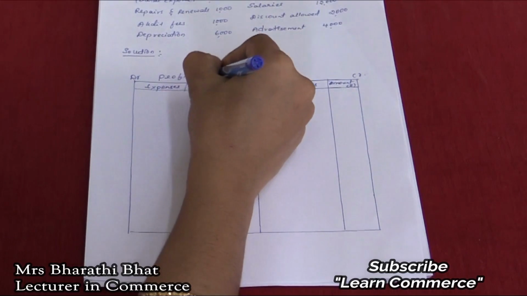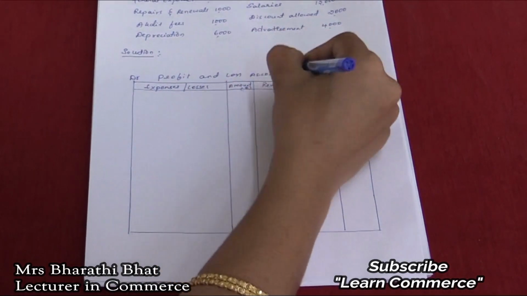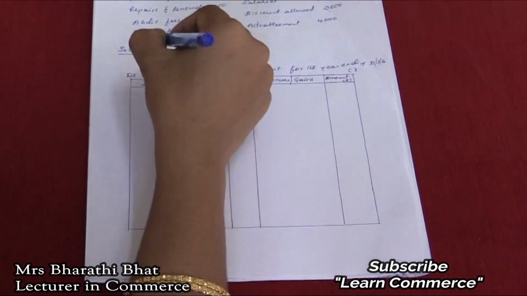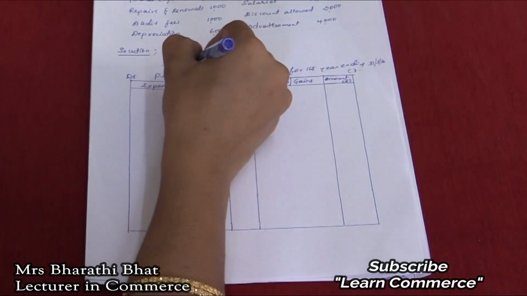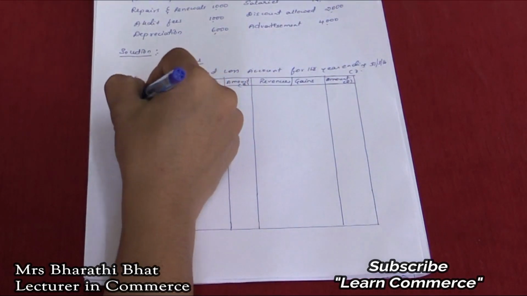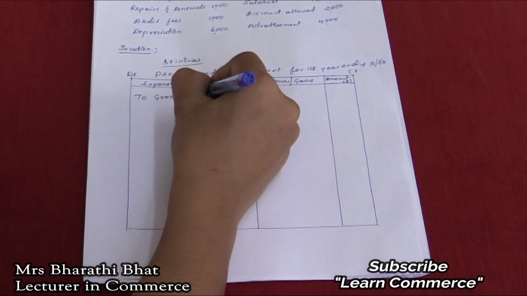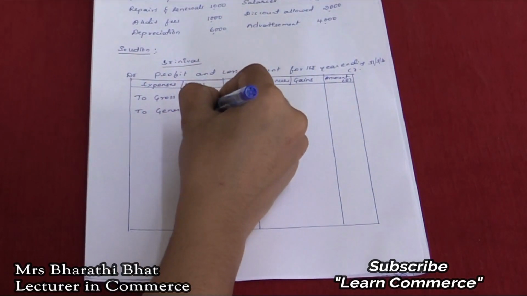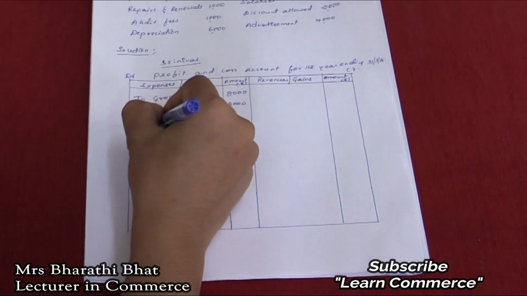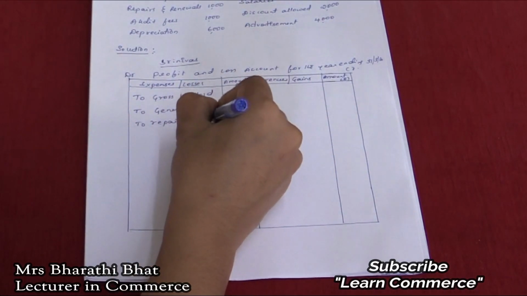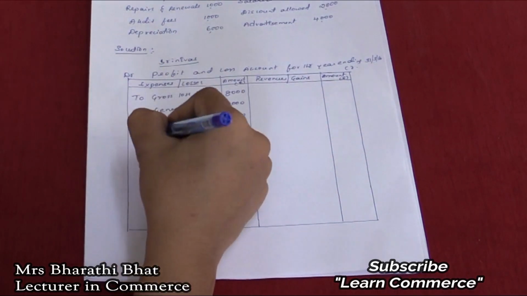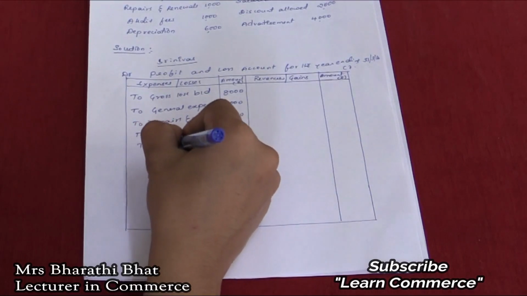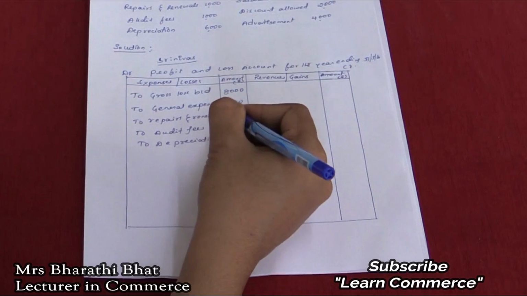Write the solution heading, profit and loss account for the year ending March 16. Above that, in the books of Srinivas. So write the amount to gross loss brought down, amount 8,000. The next one, to general expenses 2,000, to repairs and renewals 1,000, to audit fees 1,000, to depreciation 6,000.